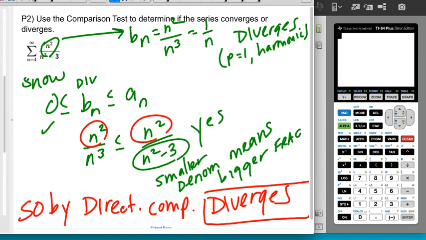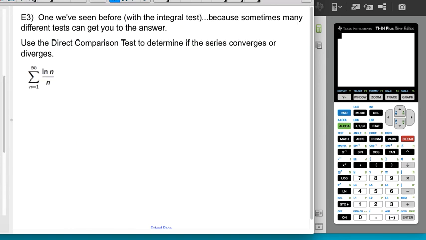All right, so this one we've actually seen before. We've seen it with the integral test, because sometimes many different tests get you the same answer, but I just wanted to walk you through this anyway so that you'd see this, okay? We're going to use direct comparison, right? So in this case, this time I don't have a leading coefficient, but I see there's an n on the bottom, so I'm going to try 1 over n, which I know diverges, right?